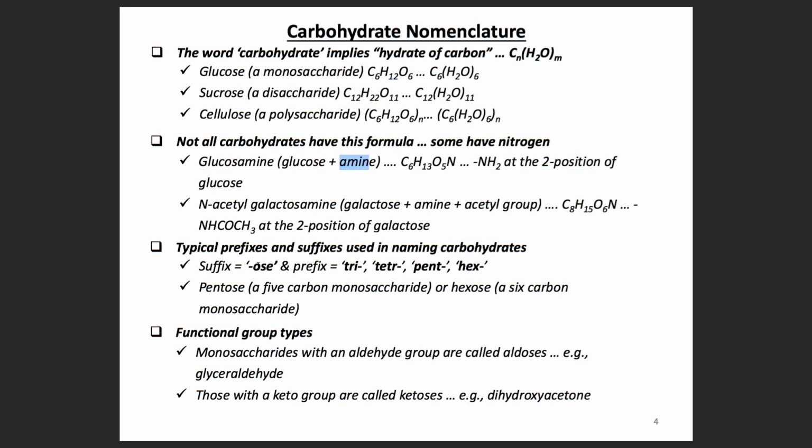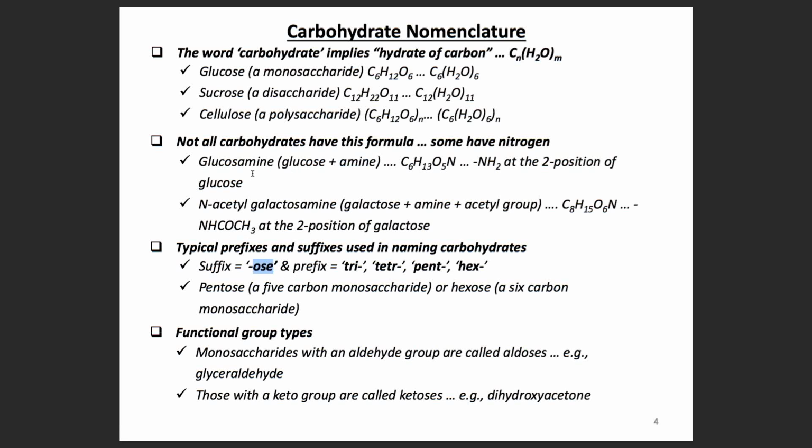Carbohydrates are also, especially for carbohydrates, typically used with certain suffixes and prefixes. So glucose, ose is a suffix. Sucrose, ose is a suffix. And likewise, just as we typically use for enzymes the suffix ase, right?